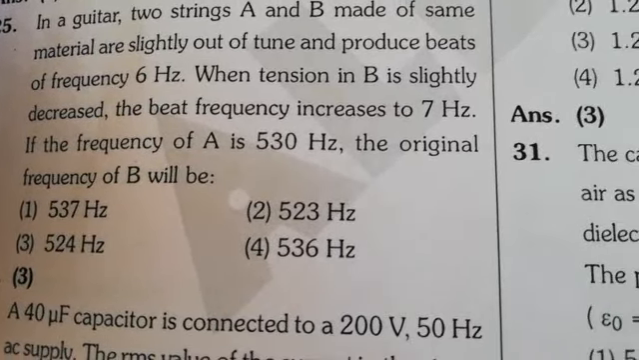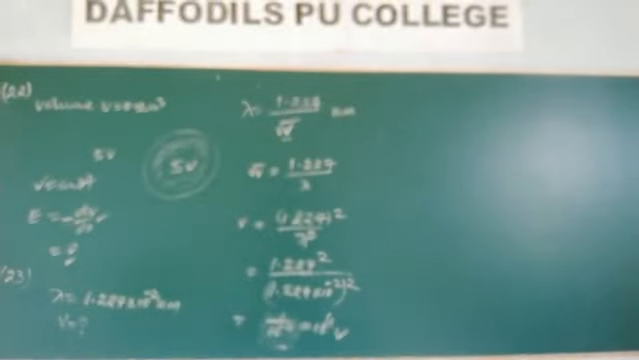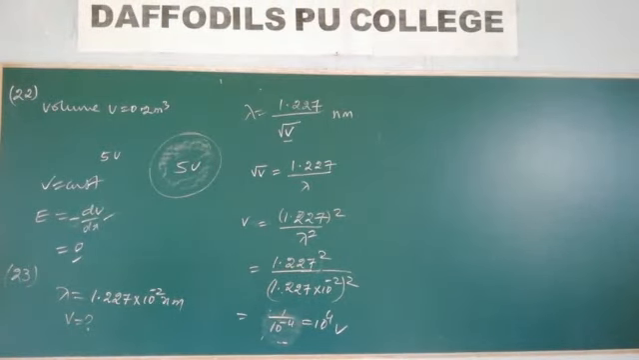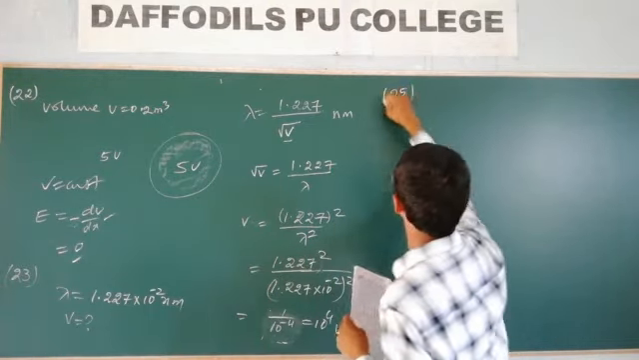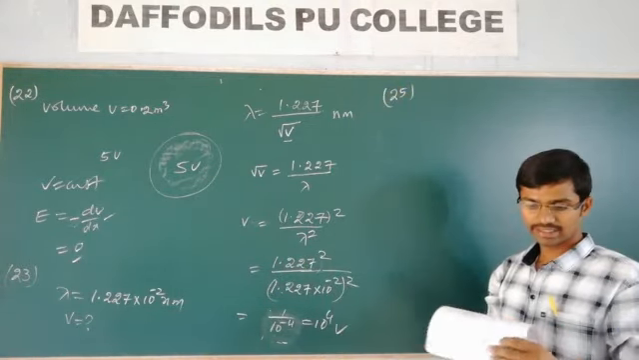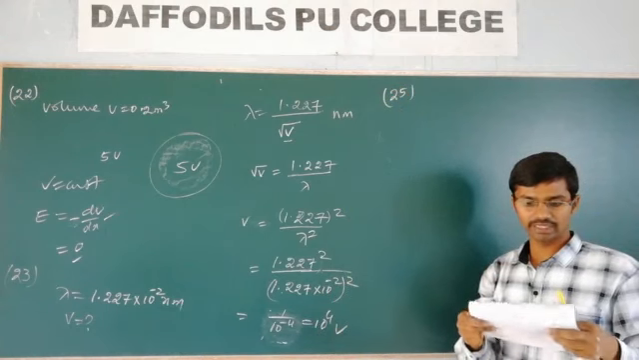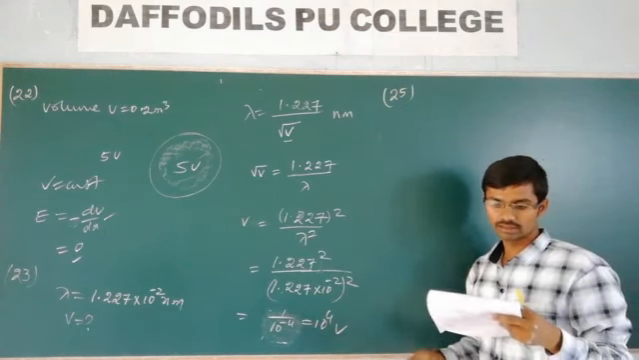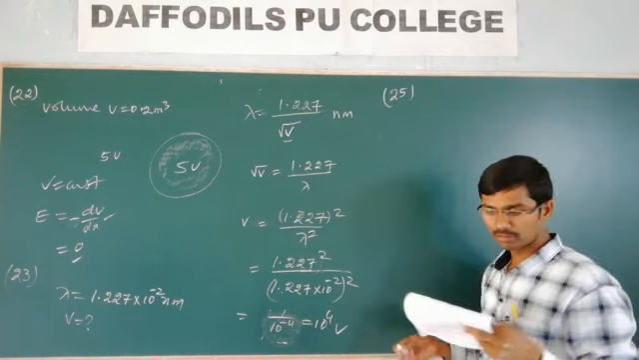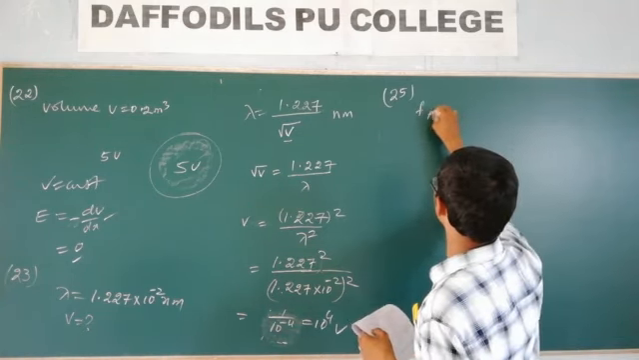In a guitar, two strings A and B made of same material are slightly out of tune and produce beats of frequency 6 Hz. When tension in B is slightly decreased, the beat frequency increases to 7 Hz. If the frequency of A is 530, the original frequency of B will be. 25th one.